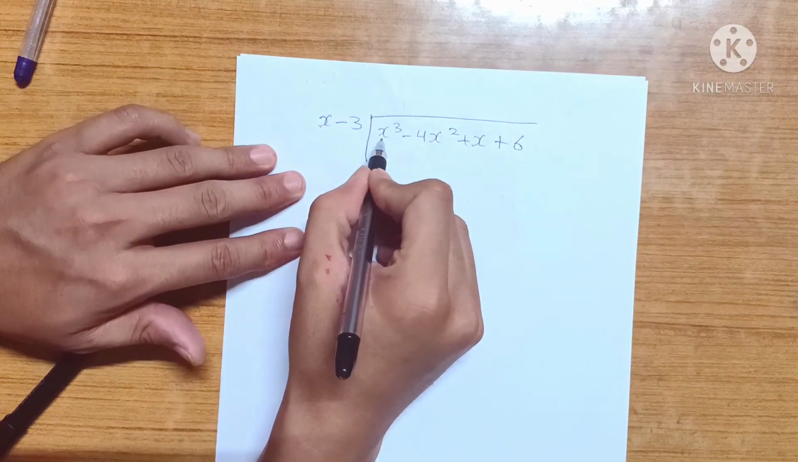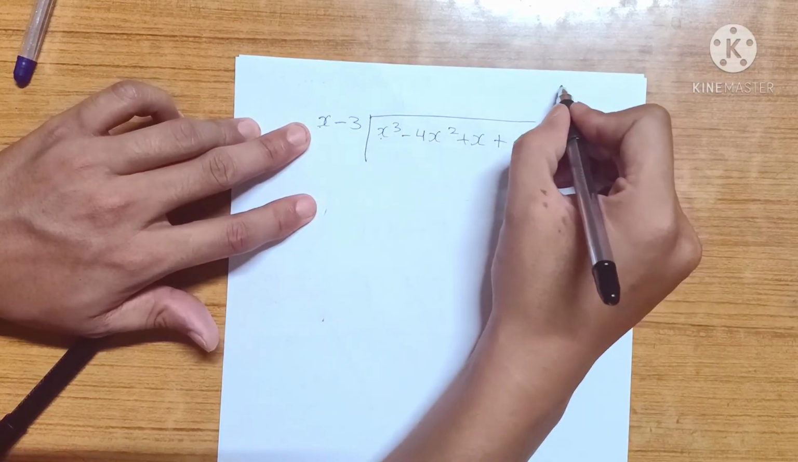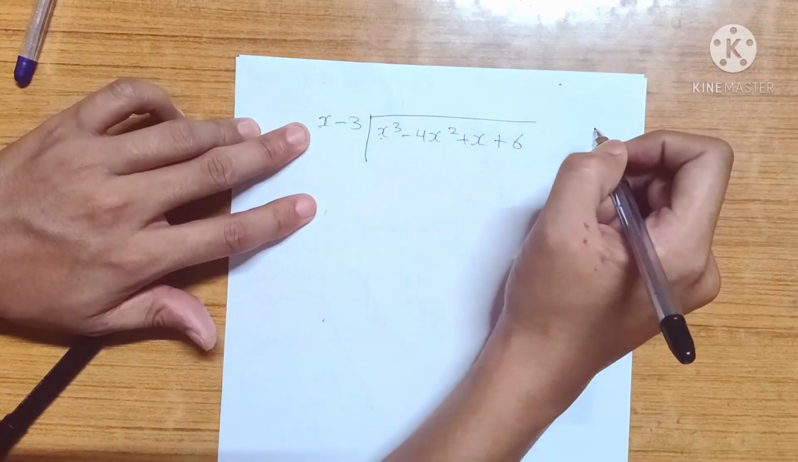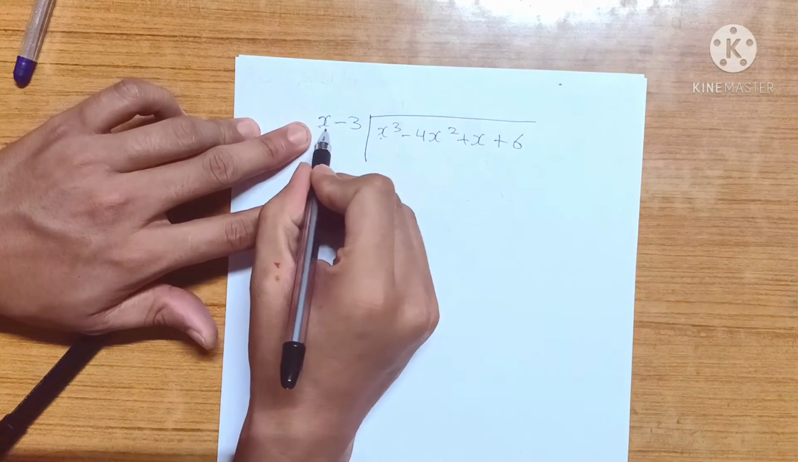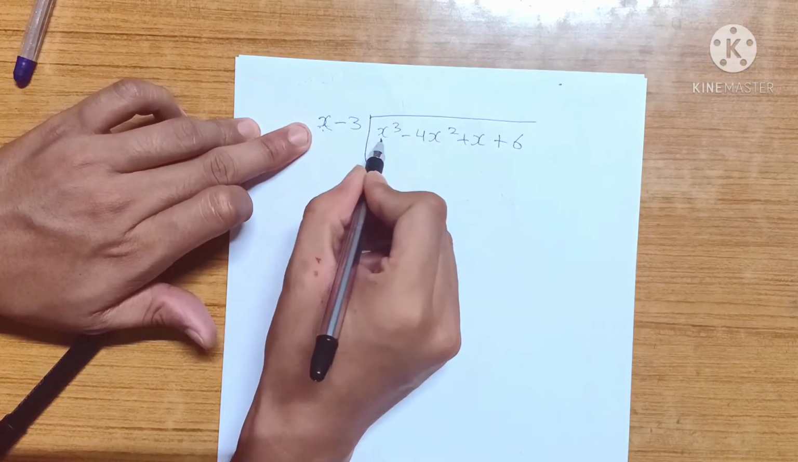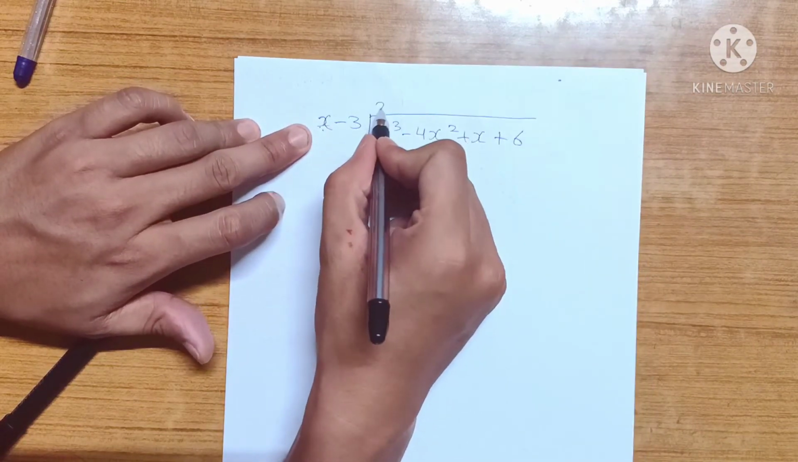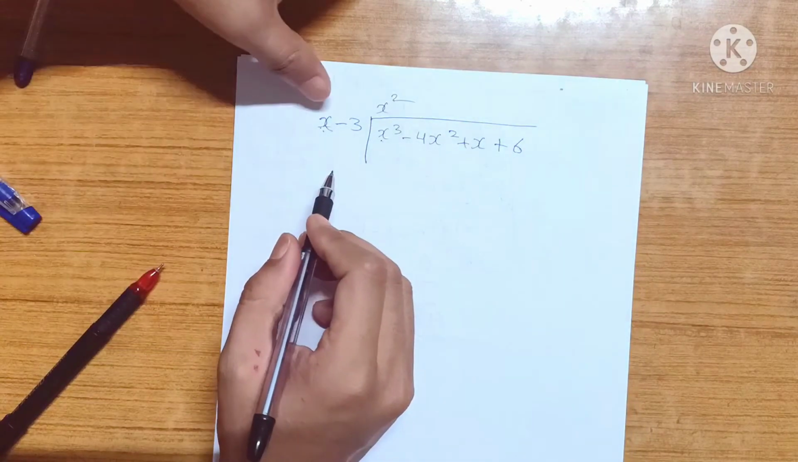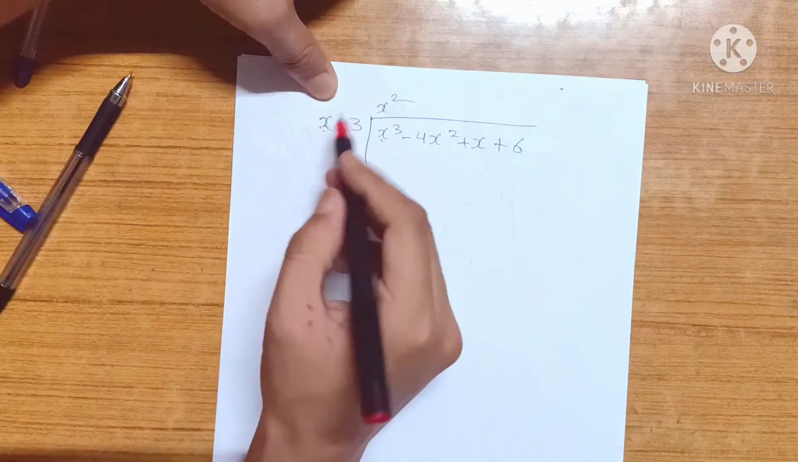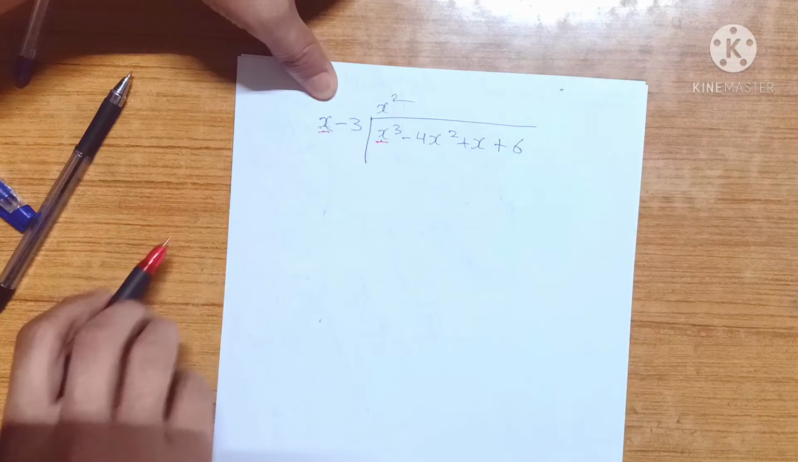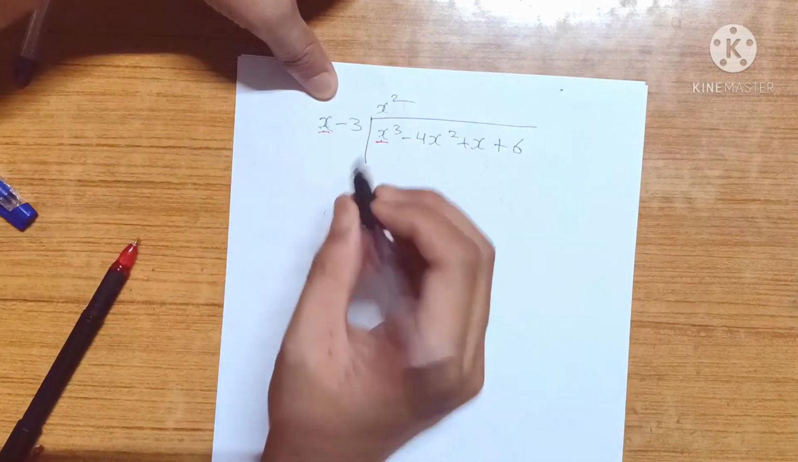x into what is x cubed? Can we try to do it mentally? Okay, let's try doing it mentally. x into what is x cubed? x squared. We have to see the first one and first one, right? x into what is x cubed? x squared. We need x squared.